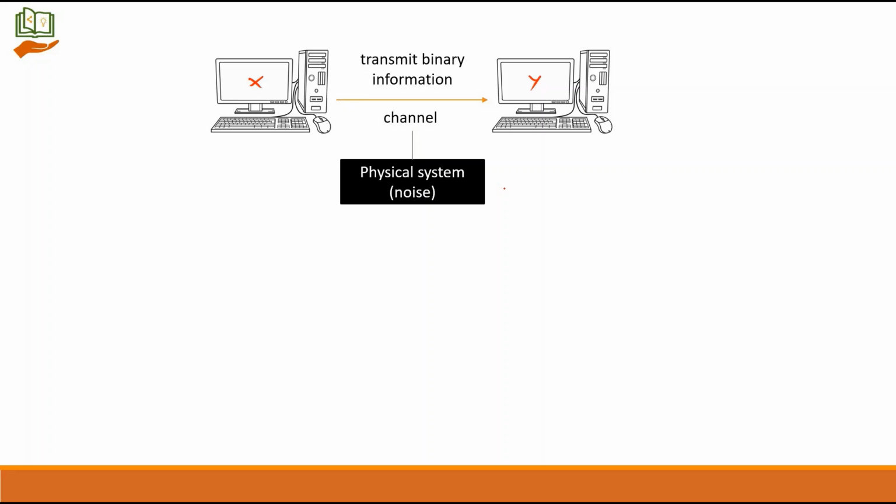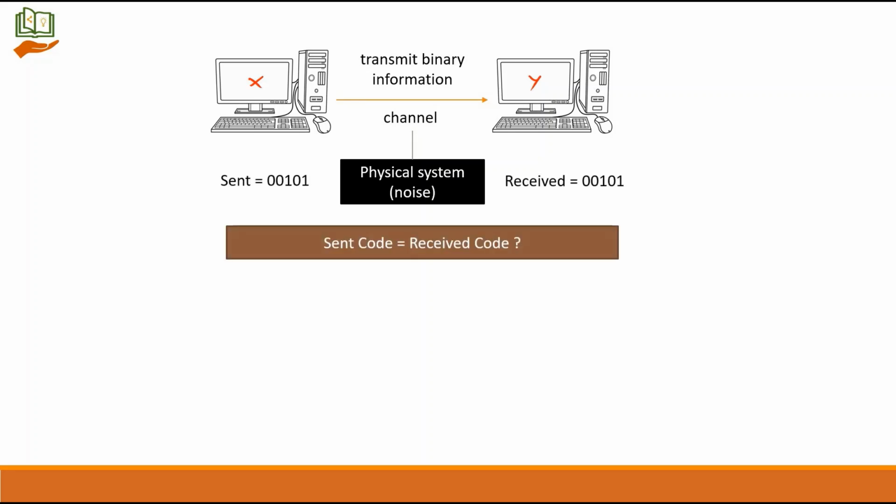What is noise? Noise is not some kind of sound, but noise can be taken as some kind of disturbance or obstacle. For example, in a cable, if you find a cable damaged in between, it's a kind of noise. So when there is noise in the physical system, the sent information may not be equal to the received information. When a transmission occurs, how can we confirm that the sent code will be equal to the received code? I have mentioned binary information here in order to use the term code. So how do we check this?